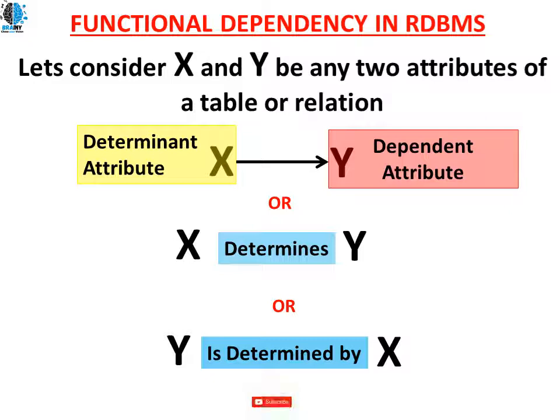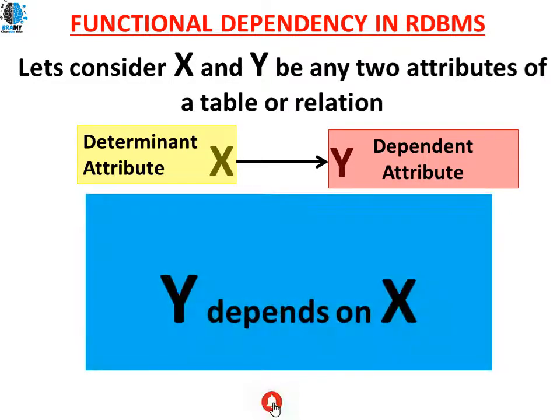We can reflect this in all these ways: x arrow y, or x determines y, or y is determined by x. All this is nothing but y depends on x. The y value purely depends on x. So in the customer table we have seen the customer ID was determining the other attributes such as customer phone number, name and address.